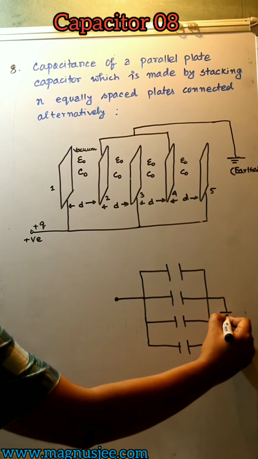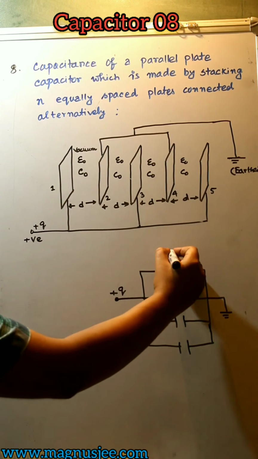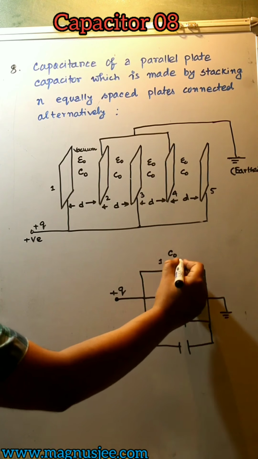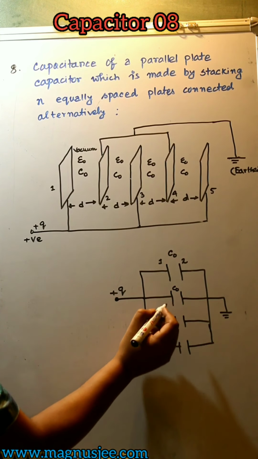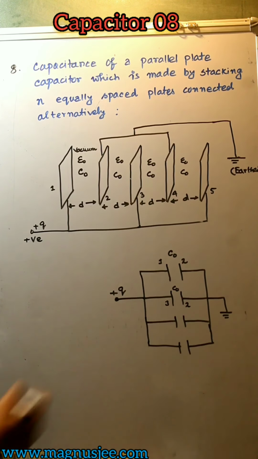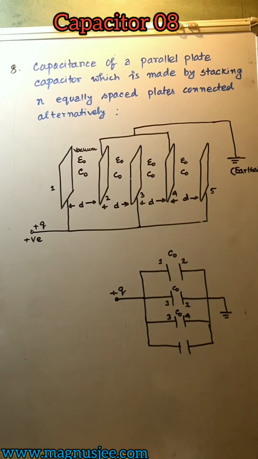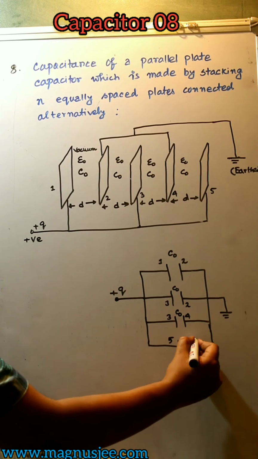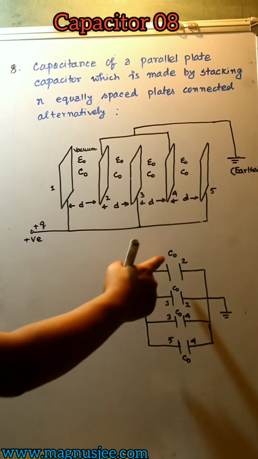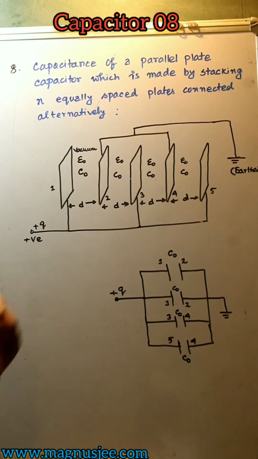The first and second plate will form a capacitor of capacitance C1 equal to C0. The third and second plate will form a capacitance C0. Again C0 is the capacitance of the capacitor formed by the third and fourth plate, and the fifth and fourth plate will form another capacitance that will be C0. They are denoted by C1, C2, C3, C4, and they have the same capacitance.